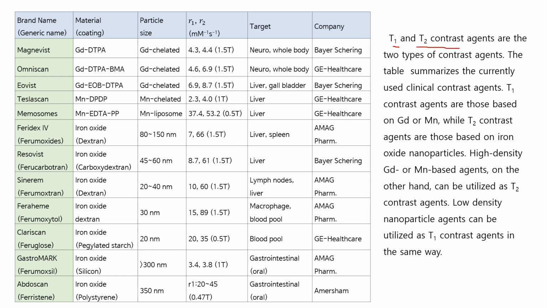T1 and T2 contrast agents are two types of contrast agents. The table summarizes the currently used clinical contrast agents. T1 contrast agents are those based on gadolinium or manganese, while T2 contrast agents are those based on iron oxide nanoparticles. High-density gadolinium or manganese-based agents, on the other hand, can be utilized as T2 contrast agents. Low-density nanoparticle agents can also be utilized as T1 contrast agents in the same way.